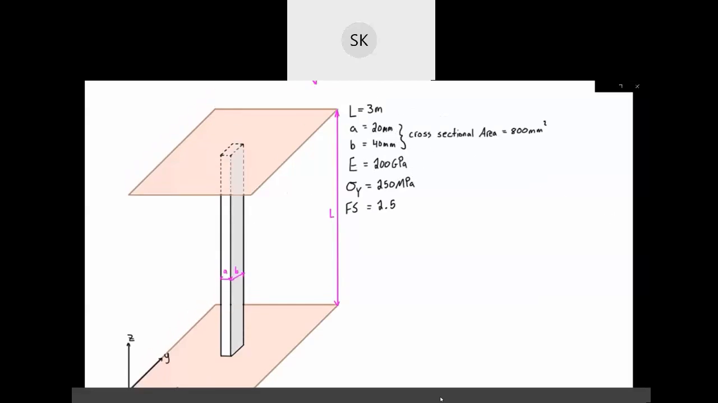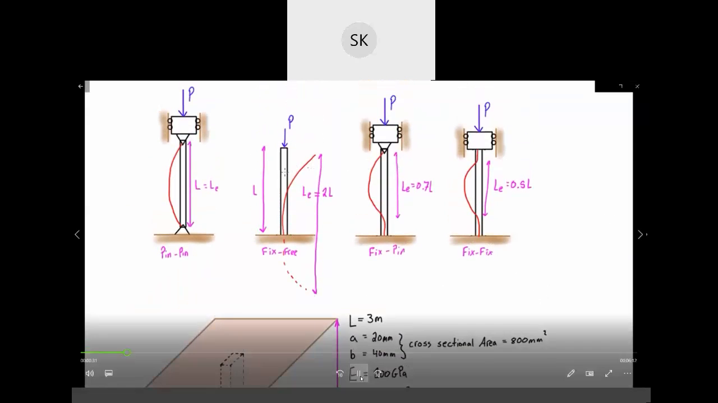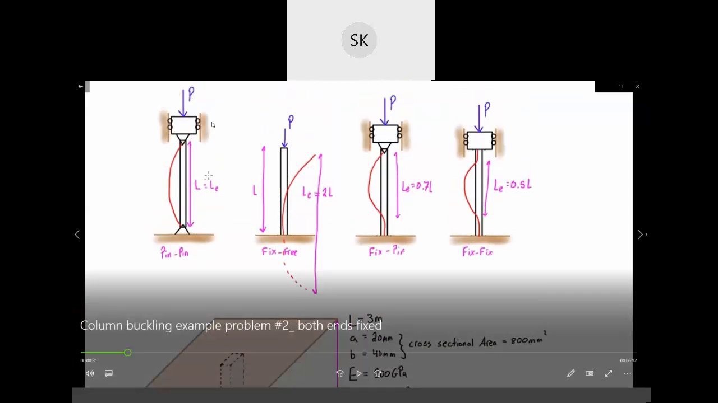Now if you remember from a couple of videos ago, we had been talking about these conditions. Different conditions: both ends hinged, fixed-free where one will be fixed and another free, fixed-pin where one will be fixed and another hinged, and both ends fixed. When both ends are hinged, your effective length LE will be L. When one end is fixed and one free, your LE will be 2L. So these values should be remembered.